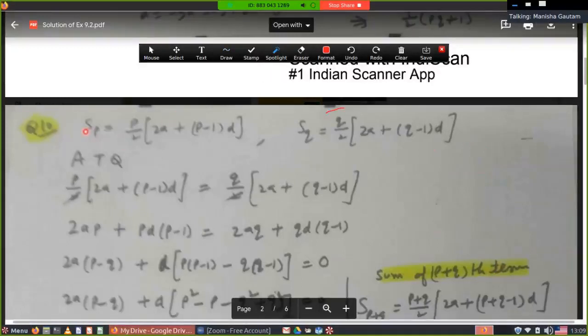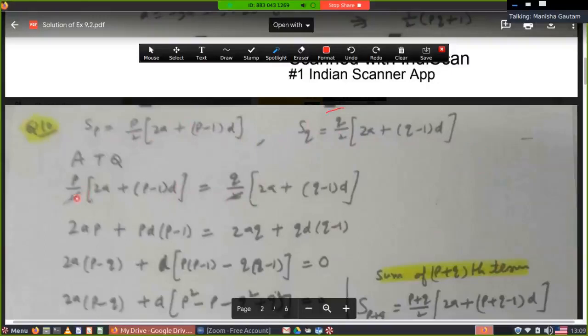Sum of P terms means SP is equal to P upon 2 into 2A plus P minus 1 into D. Sum of Q terms means SQ is equal to Q by 2 into 2A plus Q minus 1 into D. Both are equal according to the question. The question statement said that SP is equal to SQ. So write them equal.